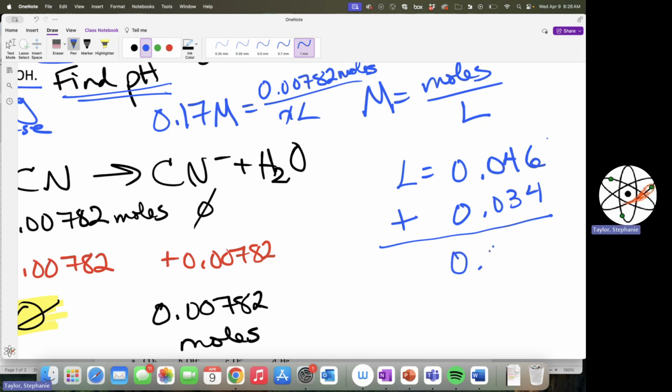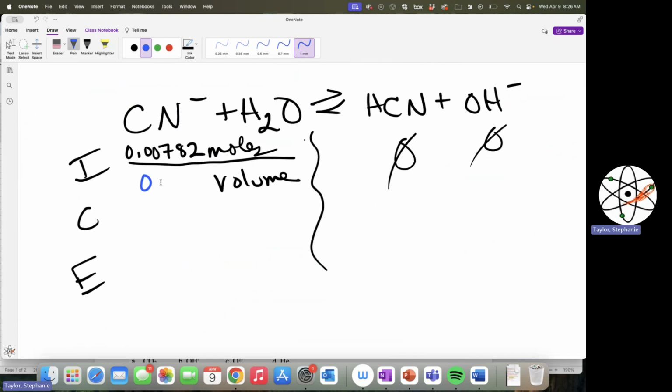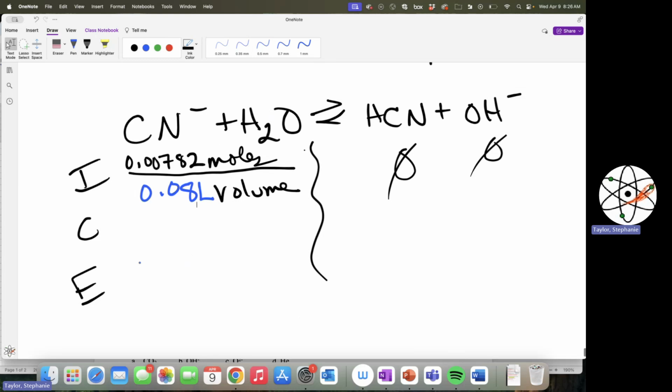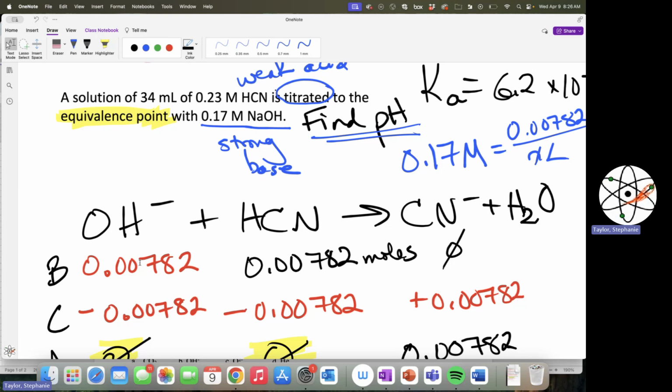So I get 0.08 liters. So that's my new total volume, so my total volume goes over here. That did need to be a total volume. I did have to go figure out the volume of my strong base. Even though I wasn't given a volume of the strong base, I could figure that out because I had information about the moles. I was actually talking to some students about this in office hours.